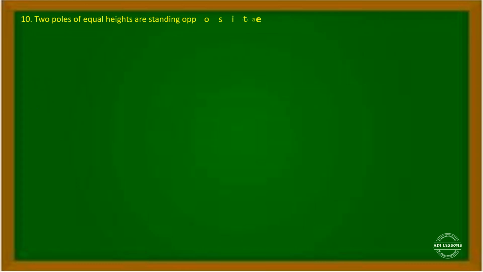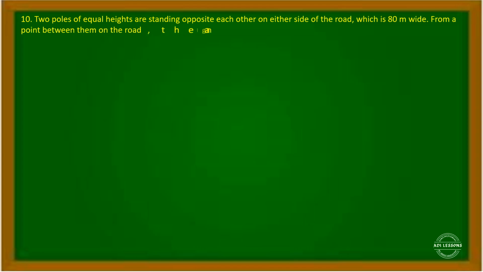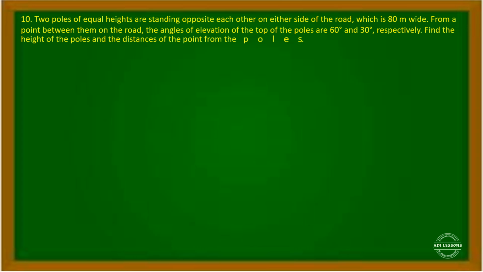Next, 10th question. Two pillars of equal heights are standing opposite each other on either side of the road, which is 80 meters wide. From a point between them on the road, the angle of elevation of the top of the poles are 60 and 30 degrees respectively. Find the height of the poles and the distance of the point from the poles.